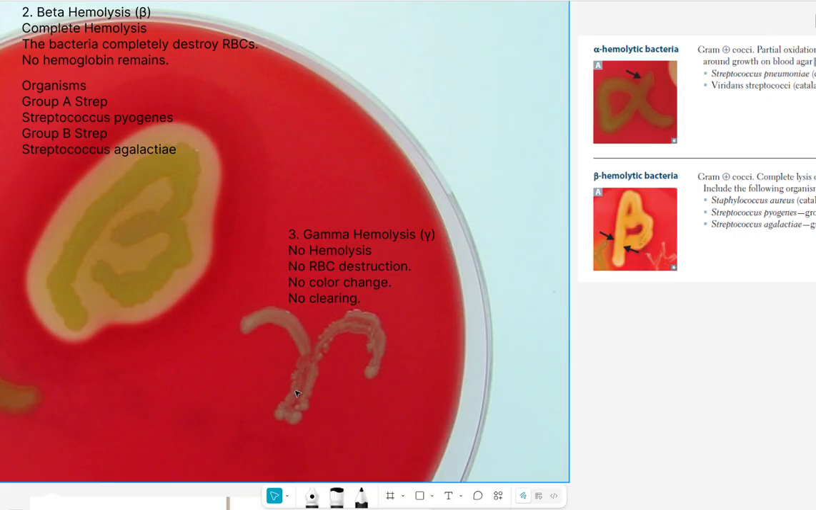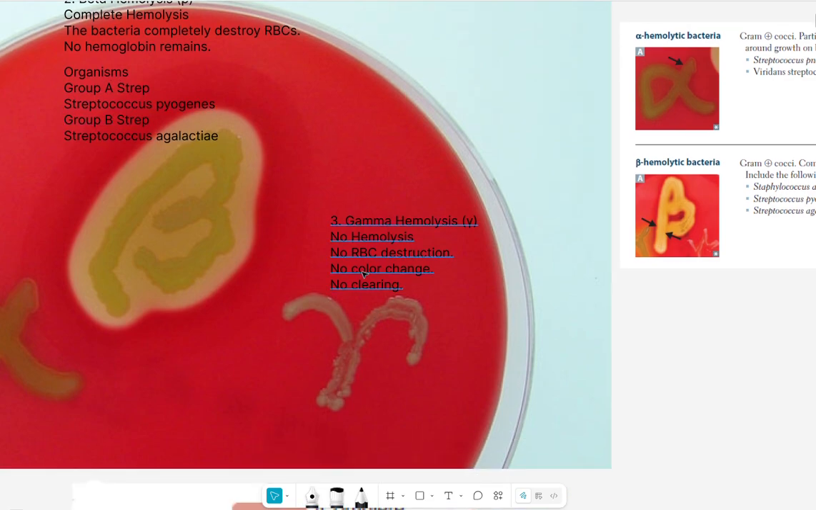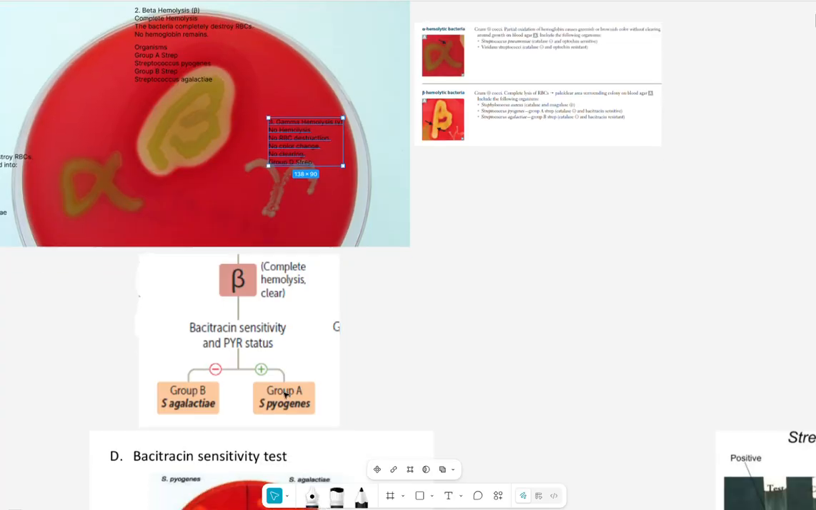D for dog, right? So we know that the beta hemolysis was the one with the group A and group B streptococcus. It is helpful to remember that in the gamma hemolysis, the streptococcus which we are seeing is usually called the group D streptococcus, right? So that is something you can remember for now. Now let's study the gamma hemolysis in more detail.